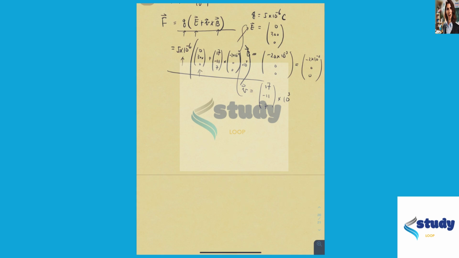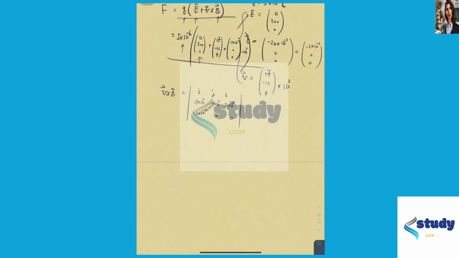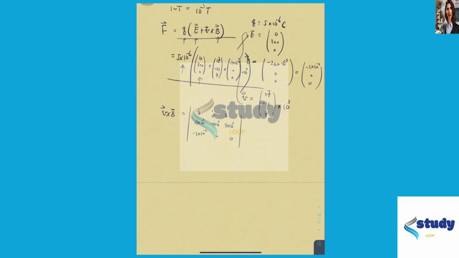Let's set up the cross product without actually doing it. The cross product between V and B is the determinant with i, j, k, then Vx is 17 times 10 to the 3, minus 11 times 10 to the 3, 7 times 10 to the 3, and then B is -2 times 10 to the -2, 0, 0. This is the cross product. You're going to evaluate this determinant, and then after that you add it to the E field, and then you multiply it by this number. That's all we're doing for this problem.